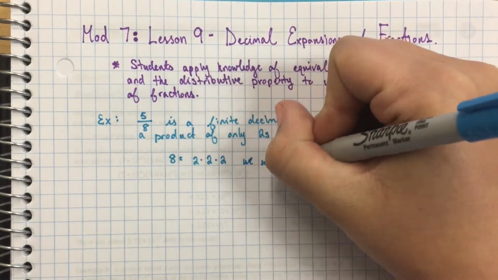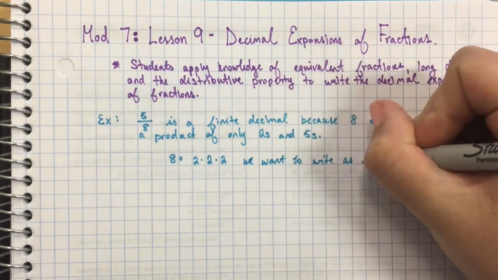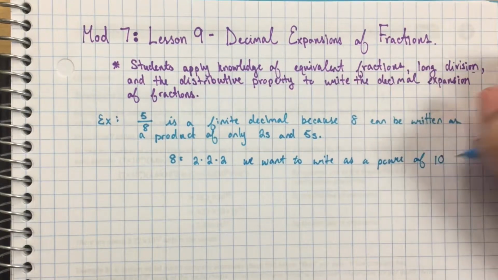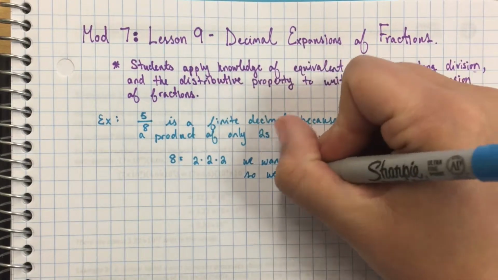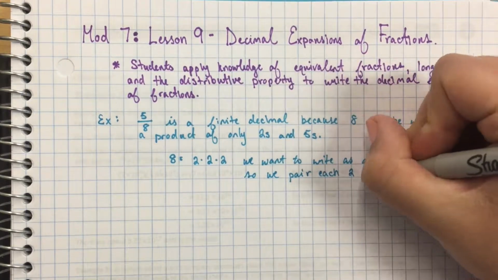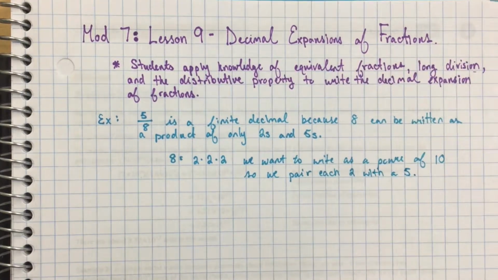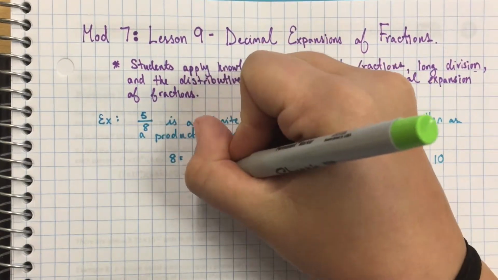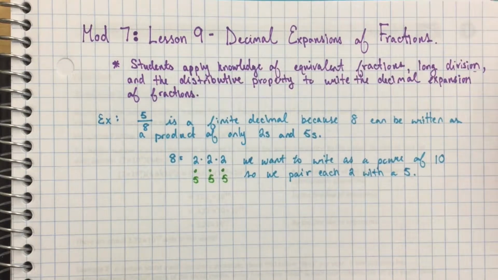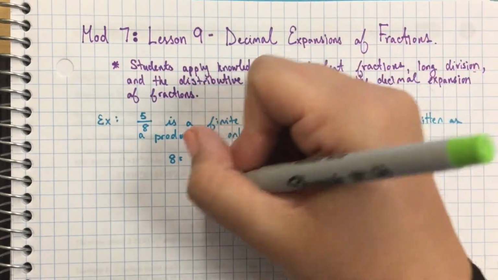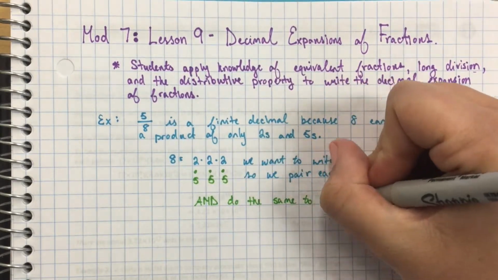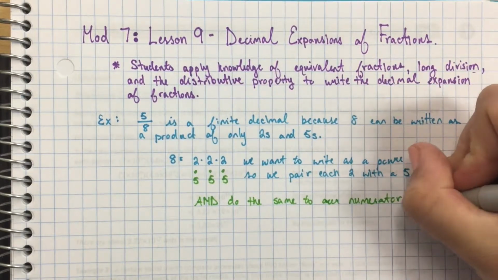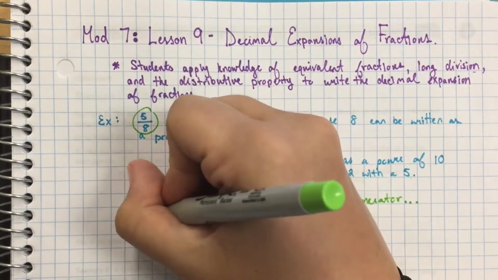But what's helpful with that is that if we do the prime factorization of the denominator 8, we get 2 times 2 times 2. And in order to write it as a power of 10, we want to pair each 2 with a value of 5. So 2 times 5 is 10. So instead of having a denominator of 8, I'm going to multiply by the common factor of 5 times 5 times 5, which is 125.